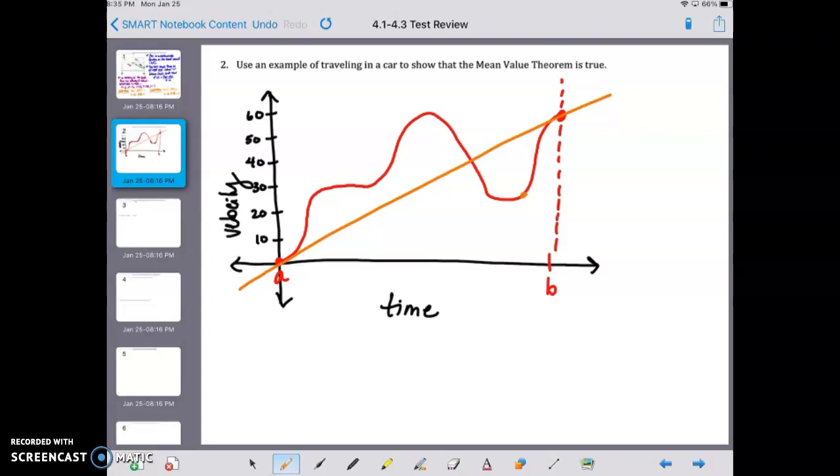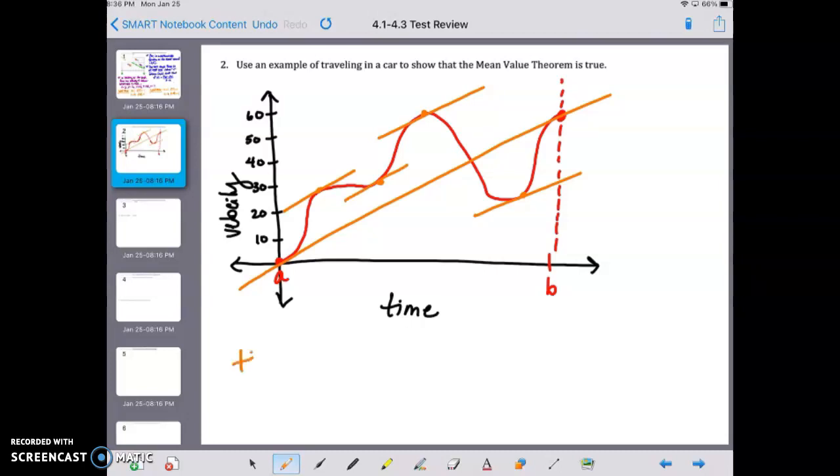There's probably a point right here where the slope is the same as the line, and a point right here where the slope is the same, and a point right here where the slope is the same, and a point probably right there where the slope is the same. So lots of points here, right?